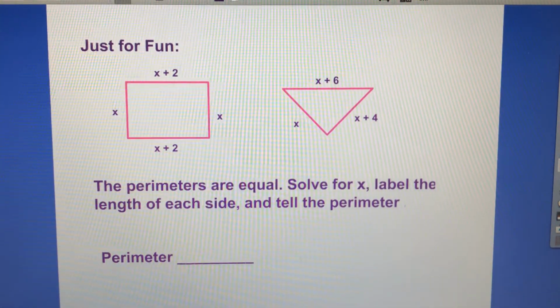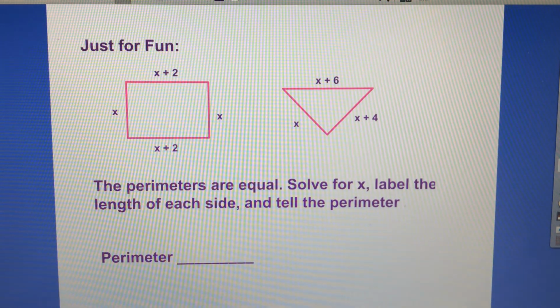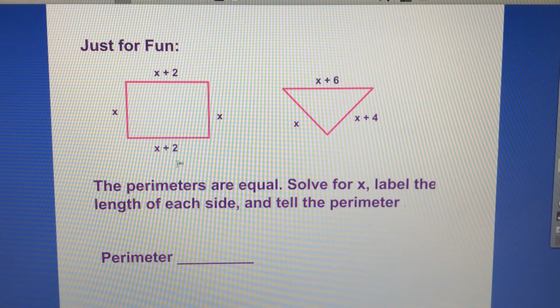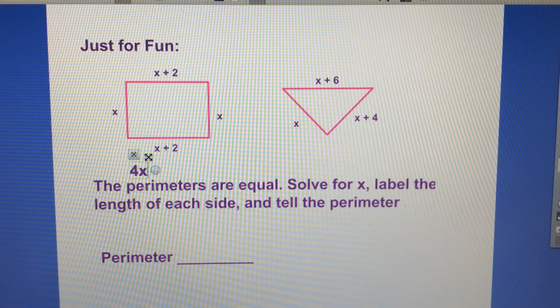Just for fun. What if, they love this question on a standardized test. Here are my perimeters. I tell you that these two perimeters equal each other. Solve for x. That's okay. I can add up these 4 sides. X plus 2 plus x plus 2 plus x. That gives me 4 x's. And a 2 and a 2 is 4. So this side equals 4x. Let me just type it in for the heck of it right at the moment. That gives me 4x plus 4 on this side.